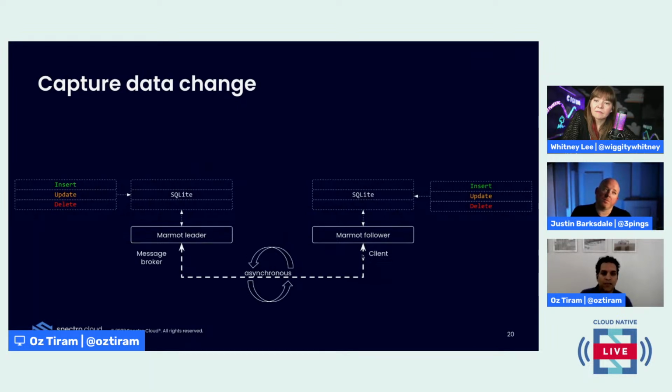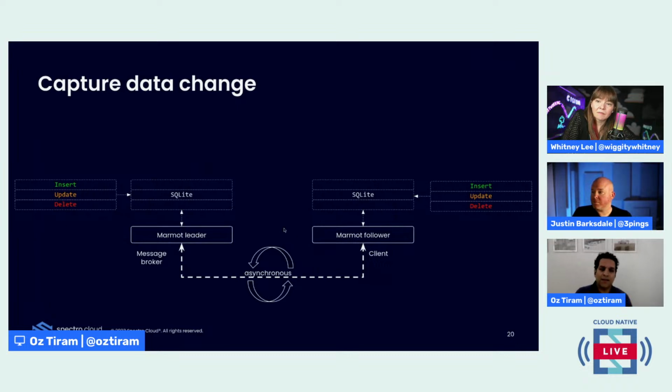On the other side, we have a Marmot follower, which subscribes to those messages. And it says, okay, there's an insert on this side, I will write this insert here. At the same time, the client can also publish those messages to the broker. And if there is an update on the secondary node, then it will write it to the primary. So this is what we thought in the beginning.